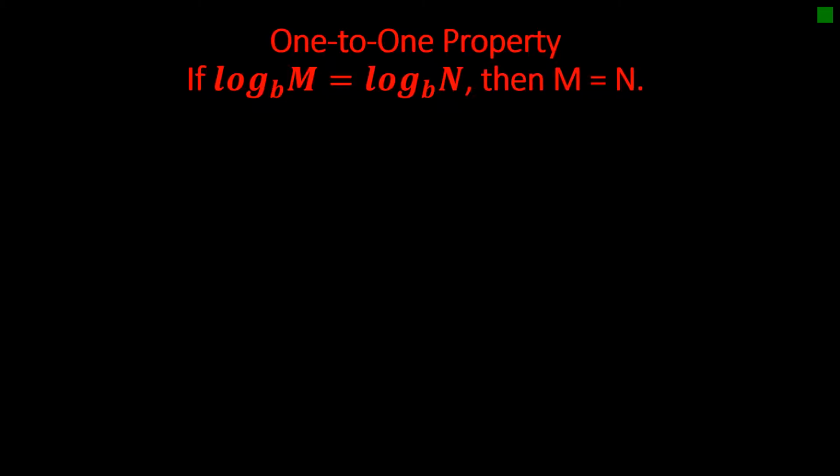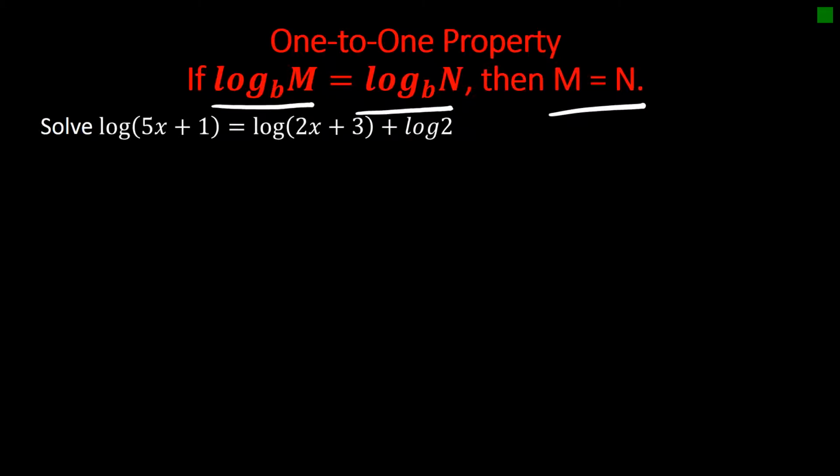Another strategy we're going to use to solve logarithmic equations is the one-to-one property. So if you have log base b of m equals log base b of n, then m has to equal n. Let's look at an example. Log of (5x + 1) equals log of (2x + 3) plus log 2. Well, notice that with this property, you have a single log on both sides. And that's okay. We can get there.